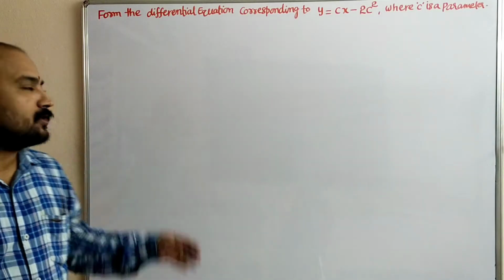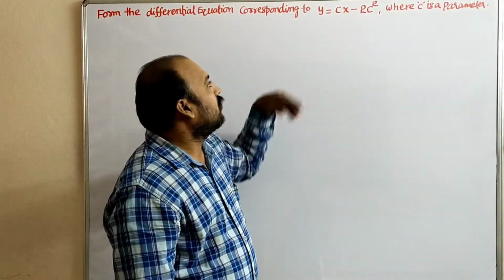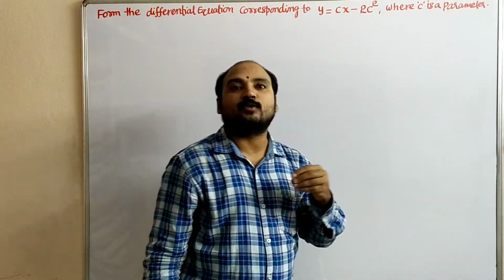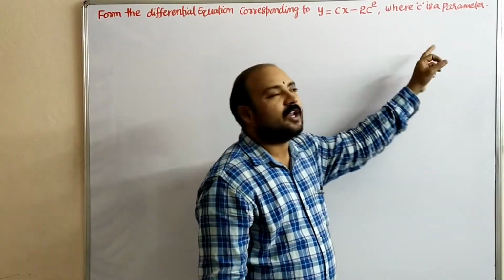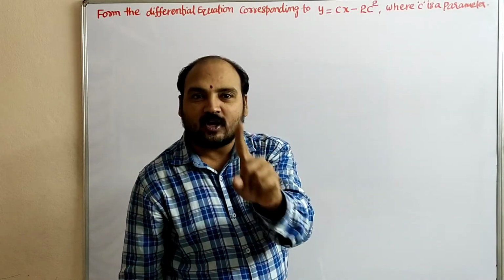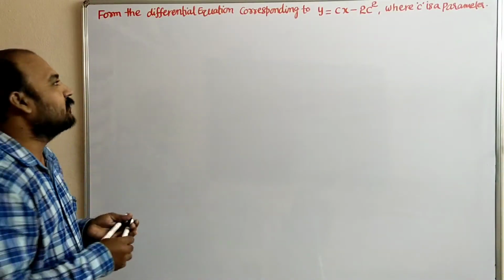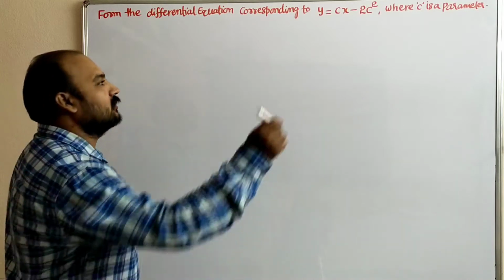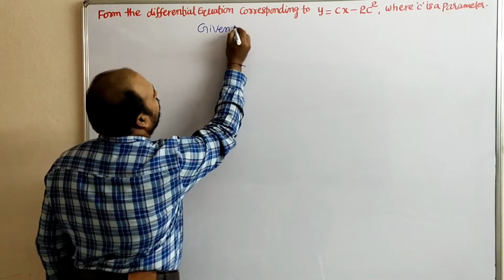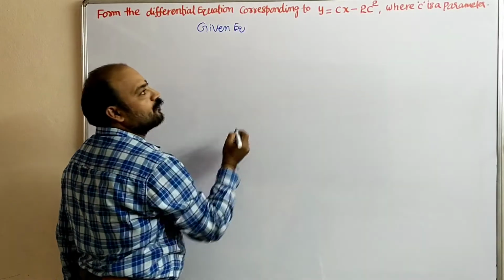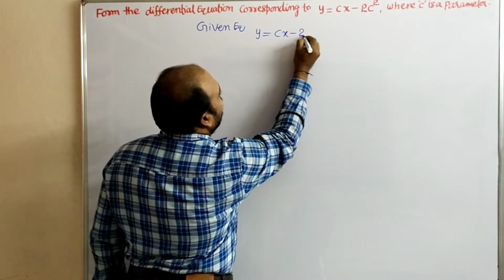The next question. Form the differential equation corresponding to y equal to cx minus 2c square, where c is a parameter. They mentioned particularly c is a parameter. That means only one constant is there. So we have to differentiate once. So first, the given equation: y equal to cx minus 2c square.